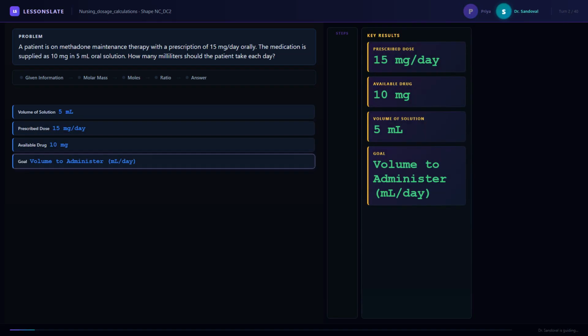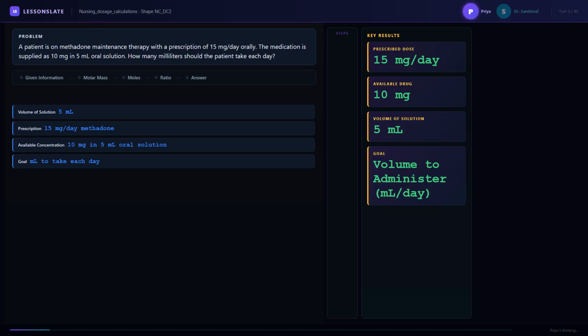Fair enough, Priya. This problem packs a lot into one sentence, and it's easy to mix up what quantity relates to what, potentially leading to an incorrect dose. Let's slow it down and pull it apart. First, what are the key pieces of information the problem gives us, and what is it ultimately asking us to calculate? Okay, so the patient needs 15 milligrams per day of methadone.